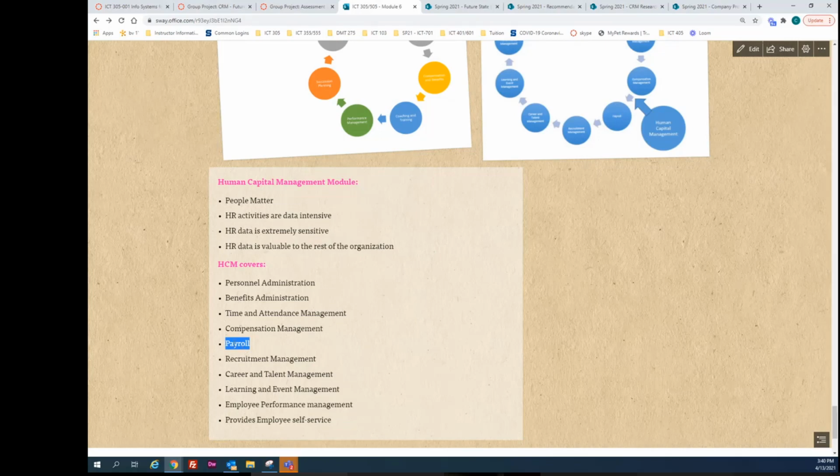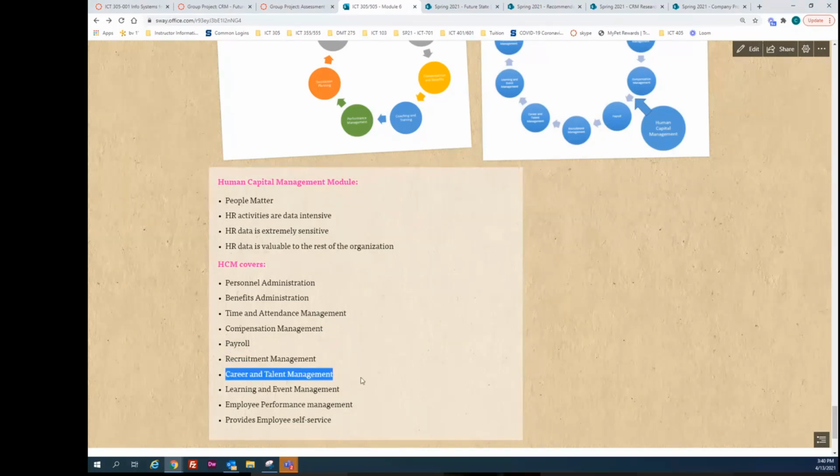Again, a lot of things that have to do with payroll. There's also recruitment management and career talent management. So if you've ever applied to a job and the company is using a human resources module, typically your information is going to be stored in there. Your resume would be attached to that. They would have notes on it. They would say what job or jobs you've applied for. You may be flagged to be put through recruitment so that a recruiter might call you. There might be lots of information in the recruitment management standpoint.